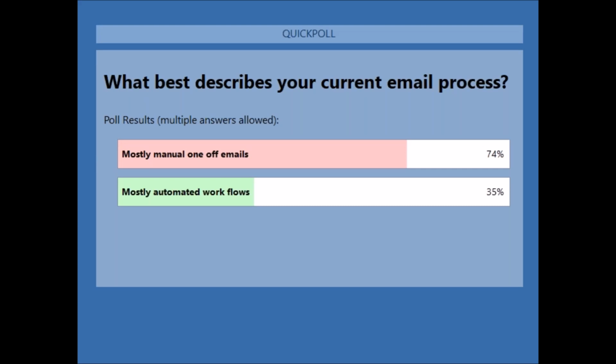The question was, what best describes your current email process? And there were really two answers. 74% had responded with mostly manual one-off emails. And then the remaining 26% said mostly automated workflows. Okay, great. Thank you for taking that poll.